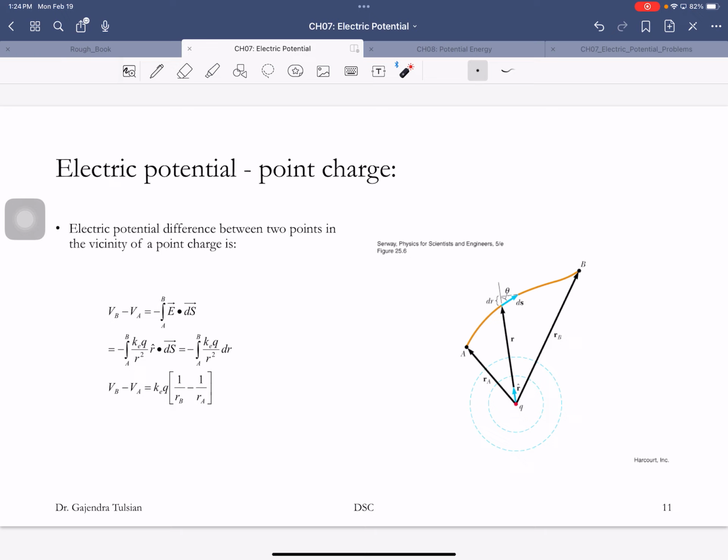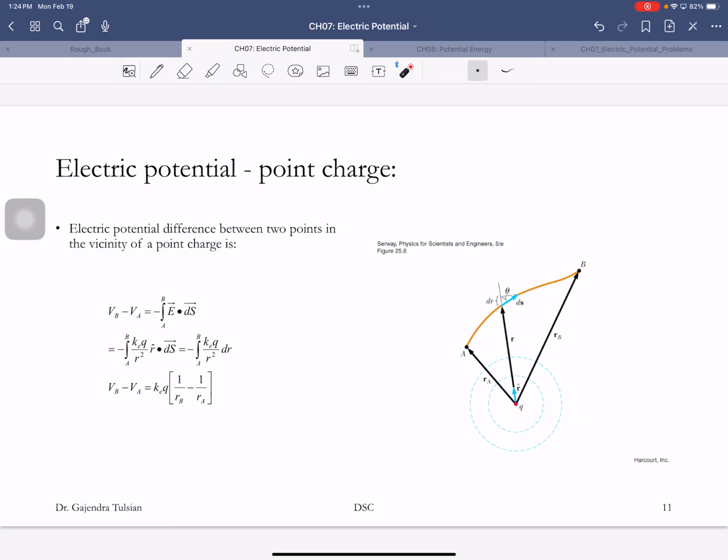How do you get from here to there? Look at the answer. The answer doesn't involve any details of the path, so you can take any path you want. The line integral is path independent. That was the definition of the conservative force. Okay? And this electric field from a point charge is given by that.